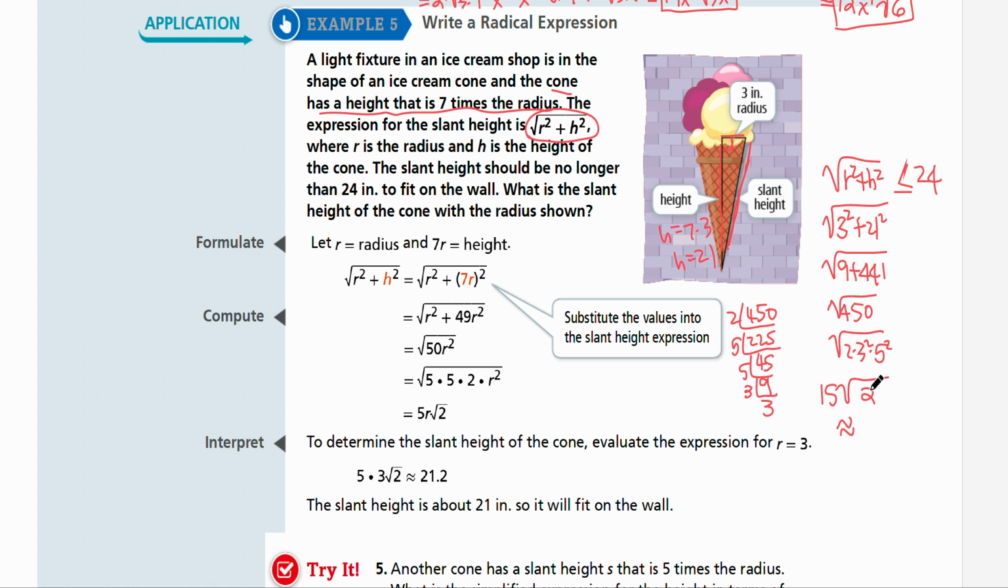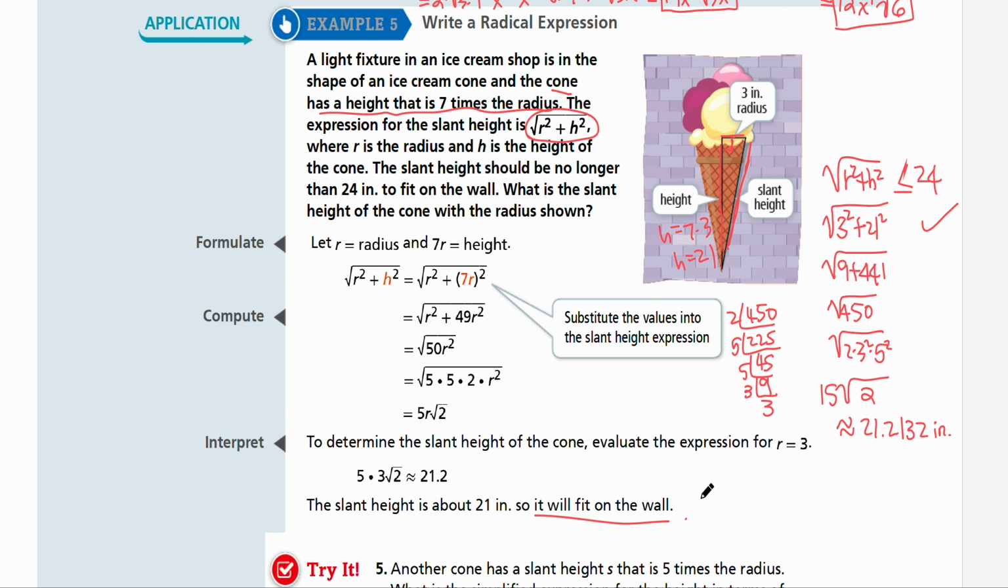So 15 root 2, if you can use your calculator at this point, is about 21.2132 inches. So is that less than or equal to 24? Yes. So it will fit on the wall. That would be our last solution.